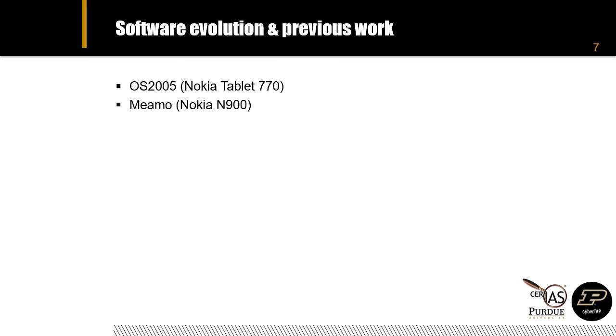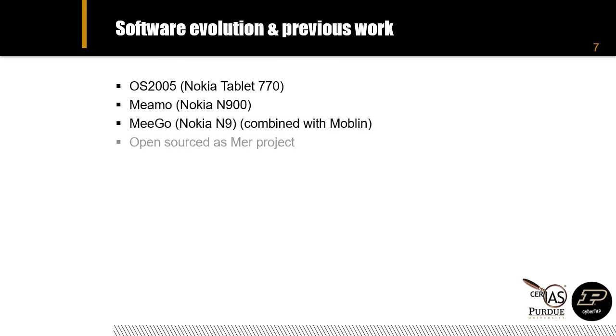Sailfish comes from a long lineage of operating systems for mobile devices, starting back in 2005 with OS 2005 designed for the Nokia Tablet 770. Later it evolved into Maemo, which was used on the Nokia N900, and later it was merged with Moblin for the Nokia N9 and was named MeeGo. When Nokia sold to Microsoft, the project was spun off as an open source project called the Mer project. SailfishOS is the open source Mer project codebase combined with proprietary user interface developed by Jolla Oy.